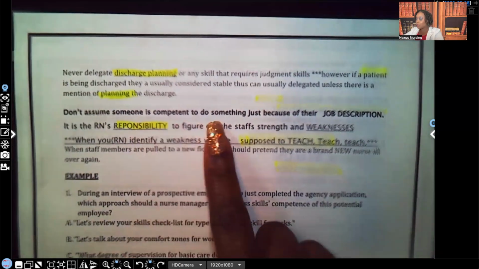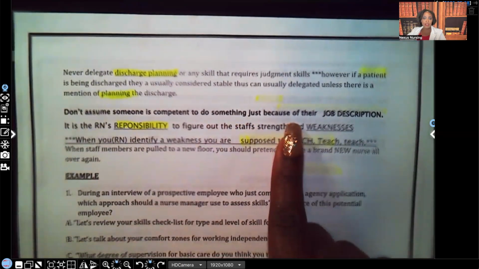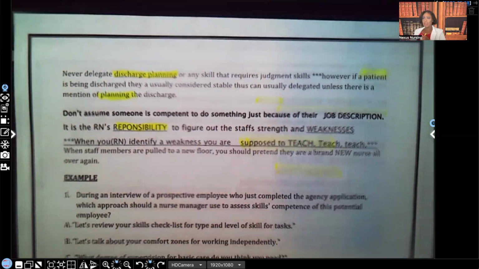Don't assume someone's competent to do something just because of their job description. That's something else that you guys have to understand. As a registered nurse, just because you delegate something doesn't mean that's no longer your responsibility. It's still your job to make sure whatever you're delegating is within the scope of practice of the person you're delegating it to. Two, not only does it have to be within their scope of practice, you have to make sure that they're competent to do whatever it is that you're delegating. And number three, it's your responsibility to come behind them and make sure that it was done properly.